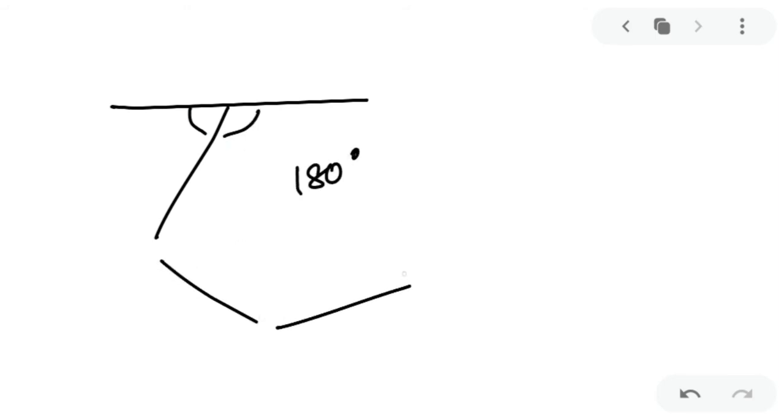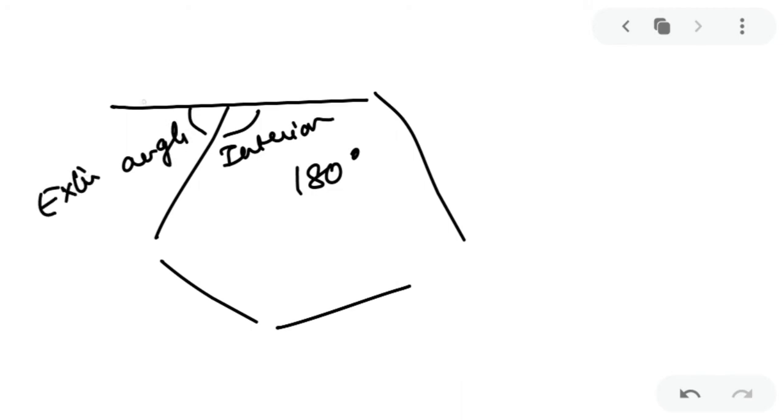My dear kids, the addition of interior and exterior is always 180. So be very sure, if this is a polygon, this is the interior angle and this is the exterior angle. So the addition of this will be always 180 because it forms linear pair.